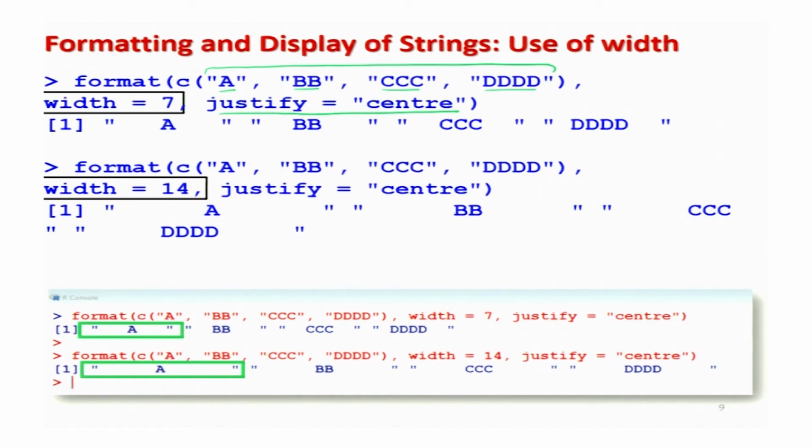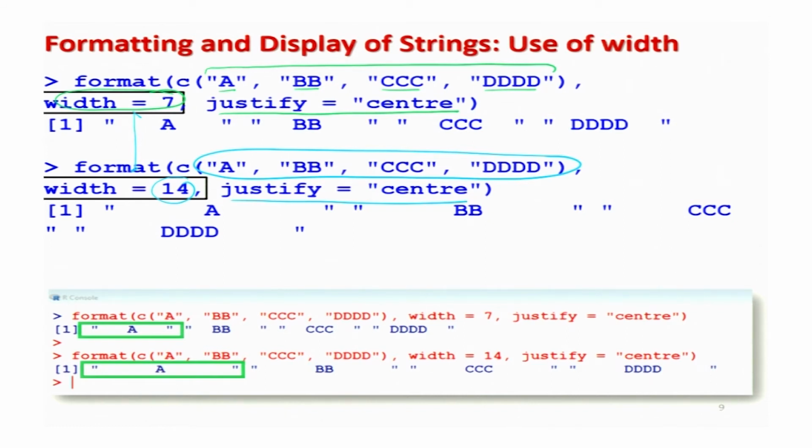Now I use width equal to 7. Then I use the same data vector A, double B, triple C, and 4 times D, and justify is also the same as earlier, center, but now I use width equal to 14. If you look at the first command and the second command, everything is the same, and only the width affects the outcome.